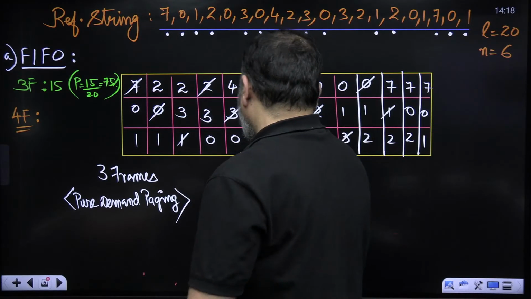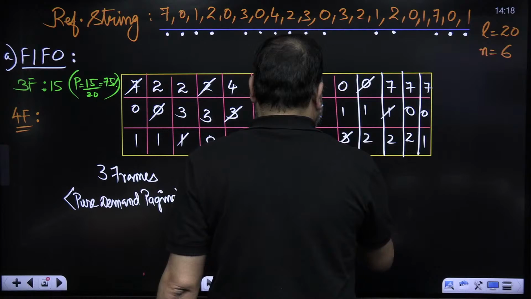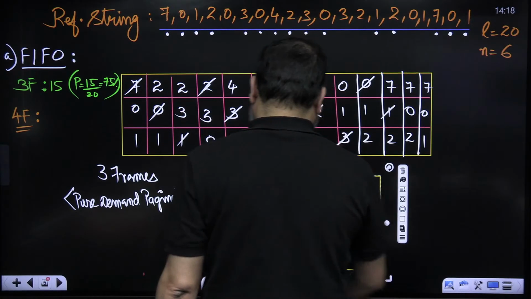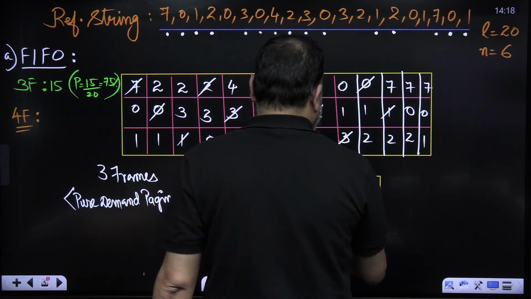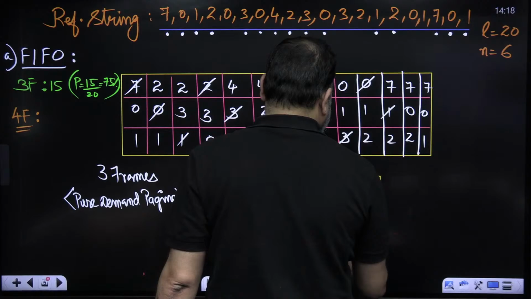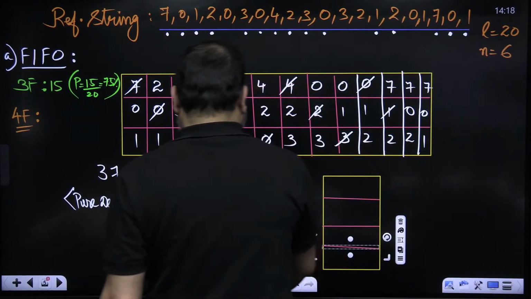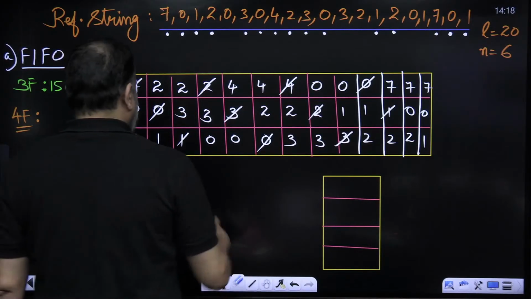चलिए मैं भी simultaneously करूंगा आपके साथ यहां पर, आप भी अपने लेवल पे कीजिएगा. So here I am going to take 4 frames. And try to work out the number of page faults. Check. So let me remove this.